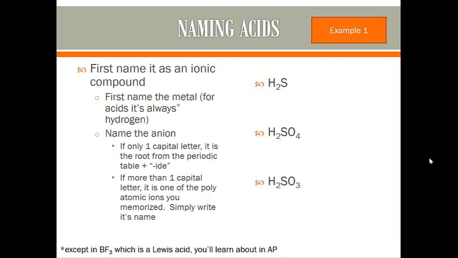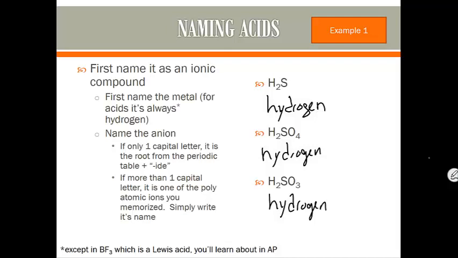Because of that, we name acids based on this special category. Now, acids do behave ionically. They do break up in solution, so the naming of an acid is derived from its ionic compound name. So remember, when naming ionic compounds, you name the metal. In the case of acids, it's always going to be hydrogen. And then you name the nonmetal, or the anion. And it's this anion who we will focus on to figure out the name of our acid.